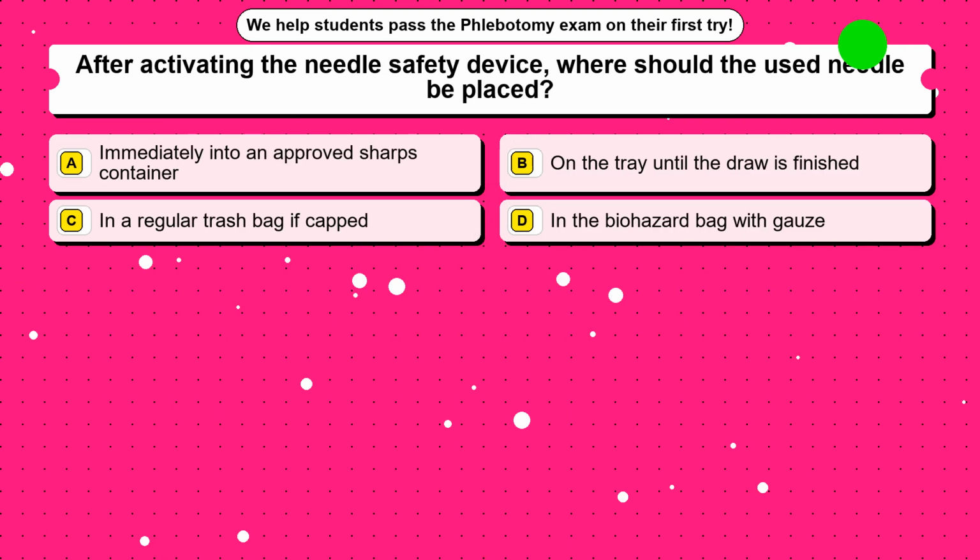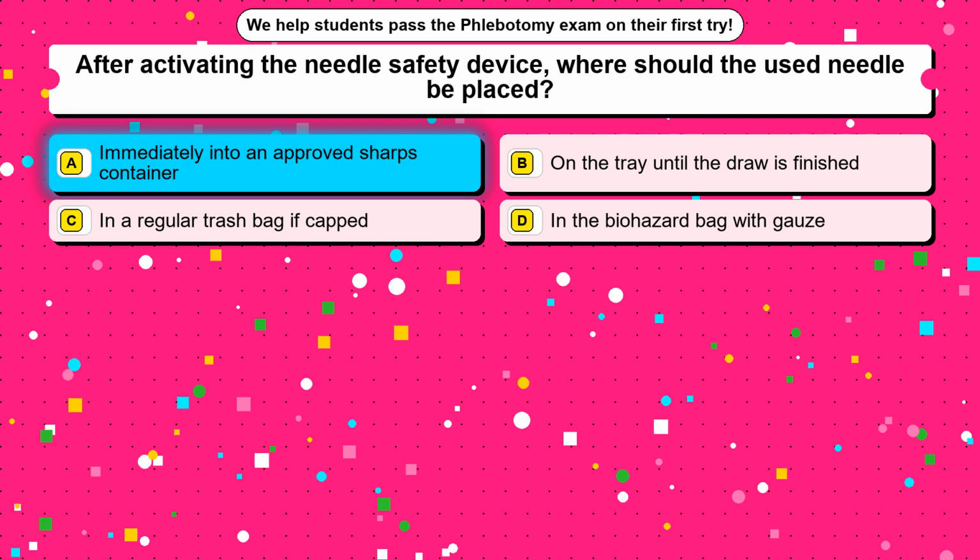Question 17. After activating the needle safety device, where should the used needle be placed? Option A, immediately into an approved sharps container. Option B, on the tray until the draw is finished. Option C, in a regular trash bag if capped. Option D, in the biohazard bag with gauze.